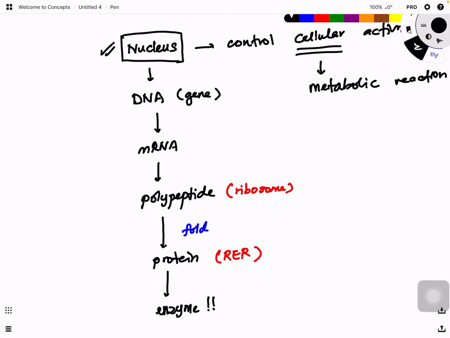Or if I don't want this reaction to take place, what are you going to do? Send someone to destroy the enzyme. So without the enzyme, the activation energy is high. So this is how the nucleus works.